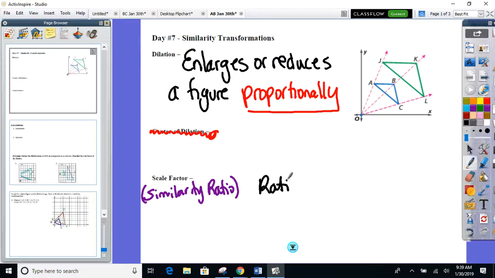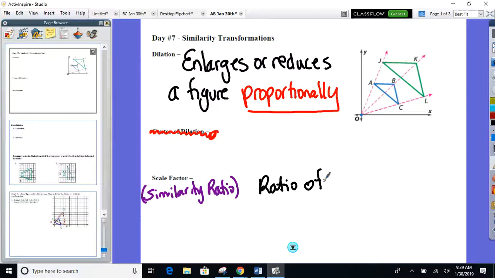That's my ratio of, how do I find that? I've got 2 triangles that are similar. I pick 2, just any 2 sides? Corresponding sides, there you go. It's the ratio of 2 corresponding sides.